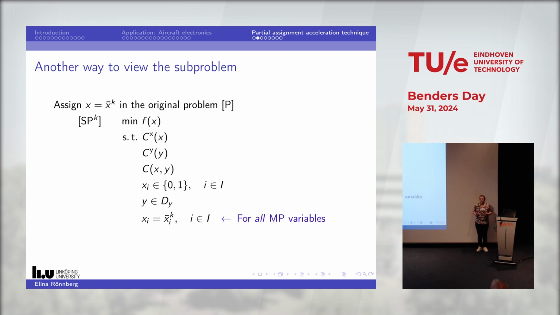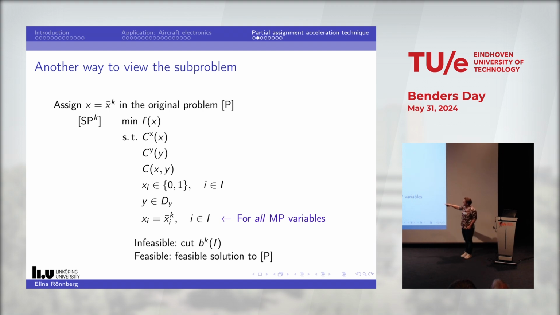So the way to achieve this is to view the subproblem in a slightly different way to start with. When I gave you the subproblem the first time, I simply took the original model, fixed x, and then removed everything that has to do with x. But instead, I will keep the original model like this, and I will put this assignment here to say that x has to equal x bar. If I say that this needs to hold for all the master problem variables, I have the same behavior as in my subproblem: if this problem is infeasible, I get a cut. If it's feasible, I get a feasible solution.